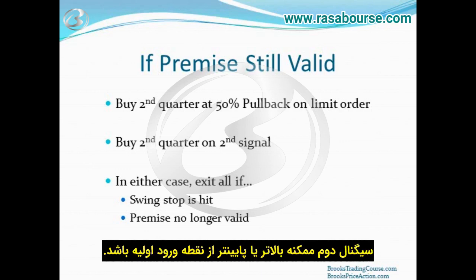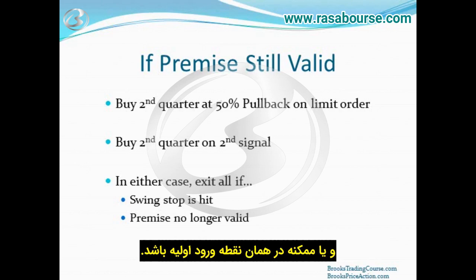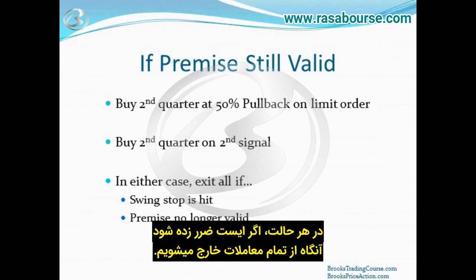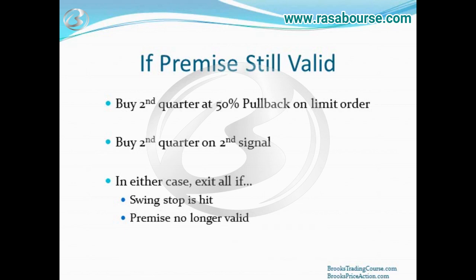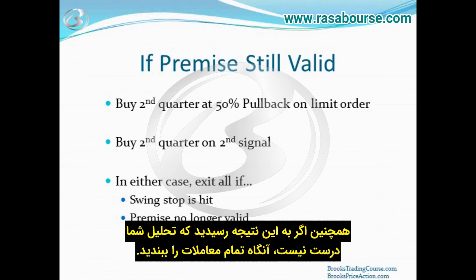That second signal might be below your original entry. It might be at the same price as your original entry. It may even be a little bit higher than your second entry. In either case, you exit all if the swing stop is hit, the swing stop being 40 cents below your original entry. And you also exit everything if you feel that your premise is no longer valid.